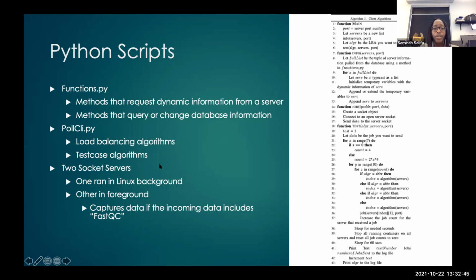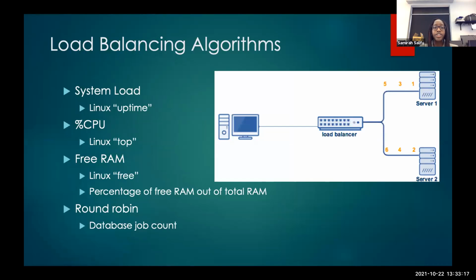Then there were two other Python scripts, and these were run on the 4 server computers. One ran in the Linux background, and this contained all of the things that a regular socket does. It could receive and send information, while the second socket server Python script ran in the foreground. That one captured data such as start and end timestamps or the current free RAM if the incoming data included FastQC in the text that was given. The 4 load balancing algorithms that were created for this experiment were all dynamic.